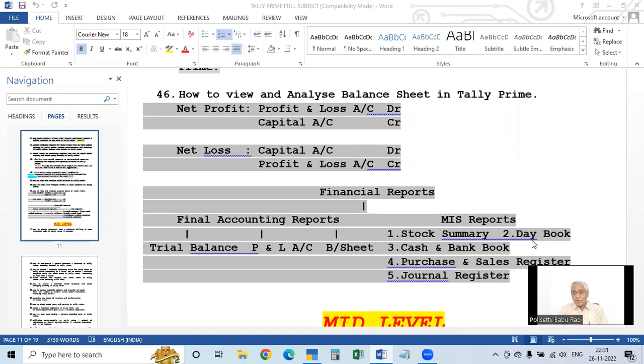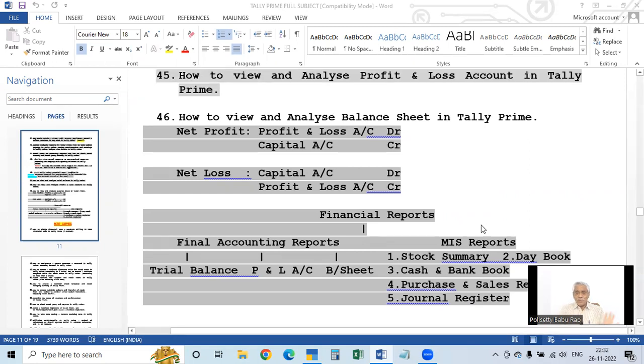Okay. So these two we already learned, and then cash and bank book, purchase and sales register, general register, these things we will learn in the second level, the mid level. With this we completed the balance sheet as well as the basic level accounting.